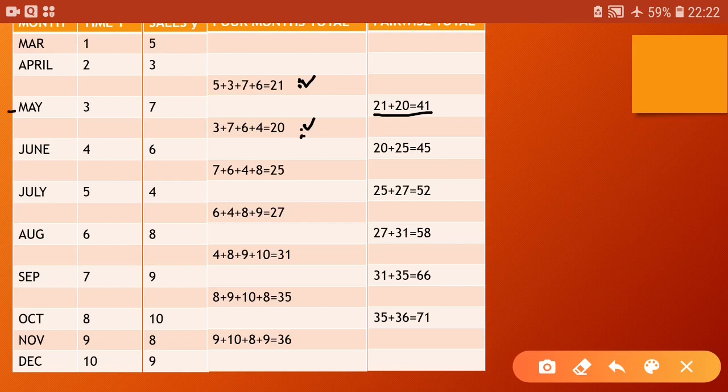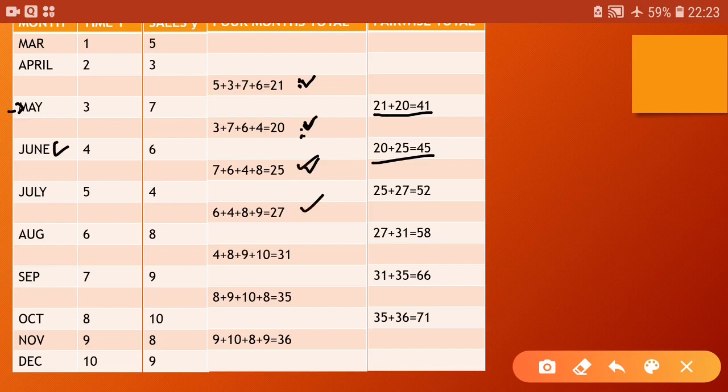Now this is opposite to the May, you can see. Okay, 41 is opposite next to the May. Then 20 and 25 is also the total. So 20 plus 25, it's 45. So you'll be writing against this 20 and against 45, and 45 is opposite to the June.